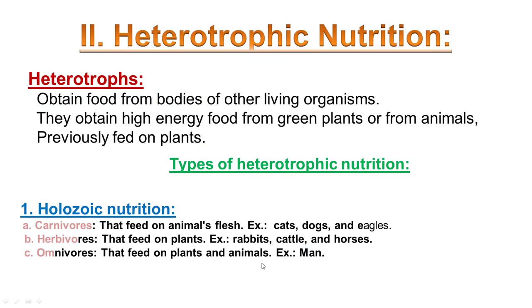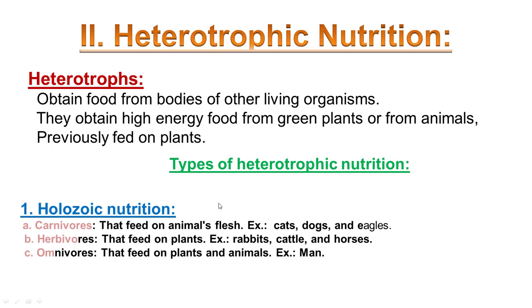Heterotrophic nutrition: heterotrophs are a type of living organism that cannot make food by themselves, but depend on another living organism to get food, from green plants or from animals previously fed on plants. So the plant here is not a direct source of food, but an indirect source of food.